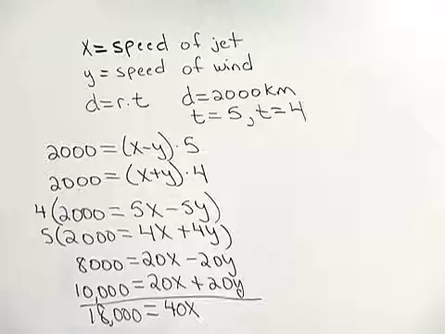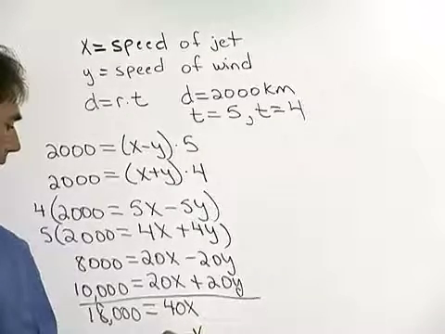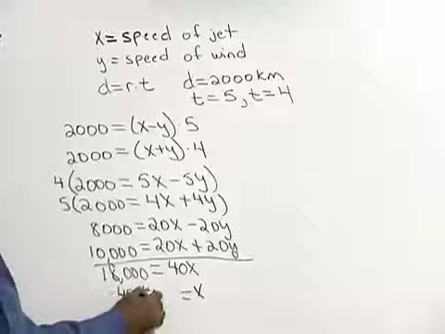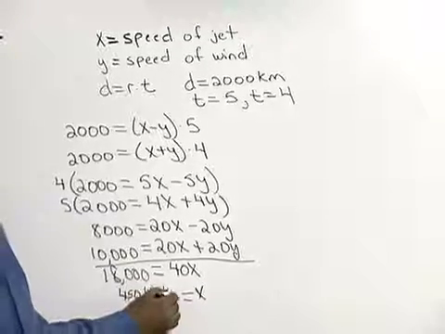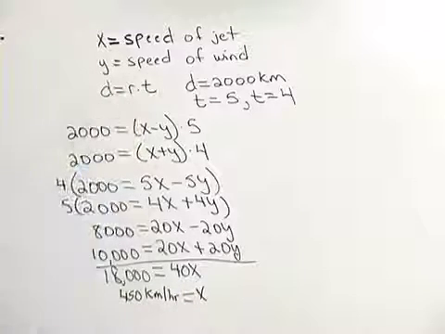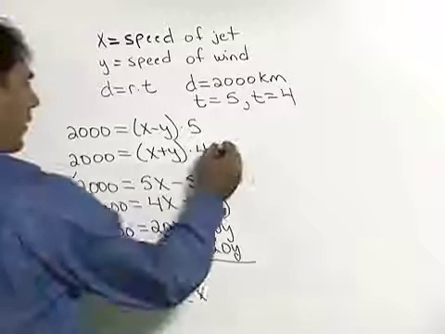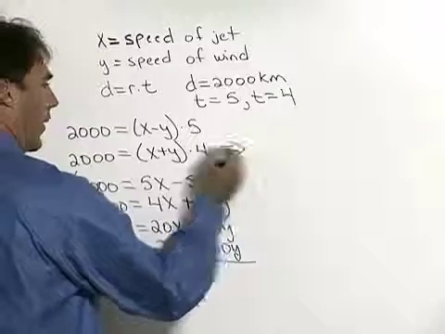If you divide both sides by 40, you get x equals 450 kilometers per hour. So x is the speed of our jet, so our jet is 450 kilometers per hour. Now we need to find the speed of the wind. Well, we can use either equation. I'm going to use the second one here.